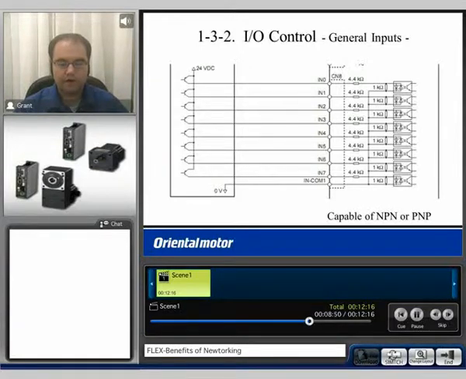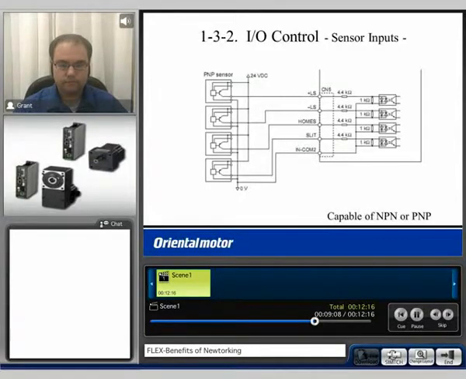Here's an example of our 8 general inputs for I/O control. We can see that they're 24-volt DC connections, and this can be configured for either NPN or PNP. We also have capability to hook up direct sensors, such as a home sensor, limit sensors, or a slit sensor. These are based off 24-volt, again, can be configured for NPN or PNP sensors.